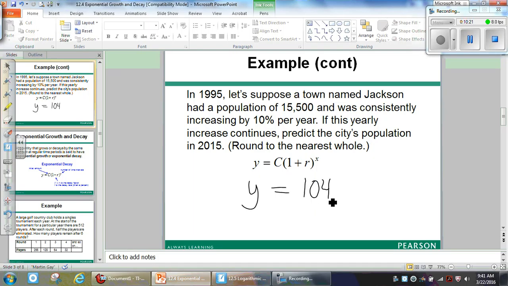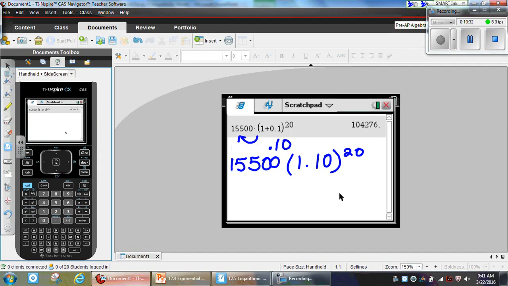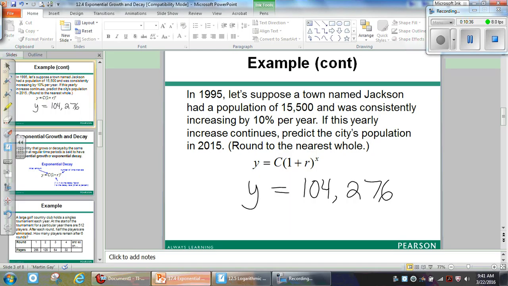104,276. Do we have any decimals? Most likely not, because you can't really have half a person. Great. But yes, when we get decimals, we will have to round. In some cases, some problems, we might have to round down or up.